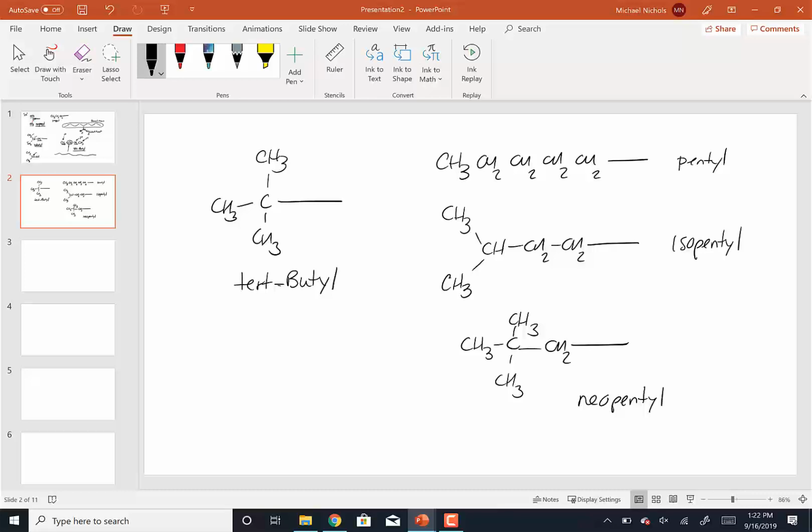Is there a tertiary pentyl? Okay, I need a tertiary carbon. So I need a carbon attached to 3 other carbons, and I need 5 carbons total. So that means attached to that tertiary carbon are 2 CH3s. And then to get to 5 carbons, I need a CH2CH3. So that is a tertiary pentyl. That is the only arrangement of 5 carbons that I can draw where a tertiary carbon is the attachment point.